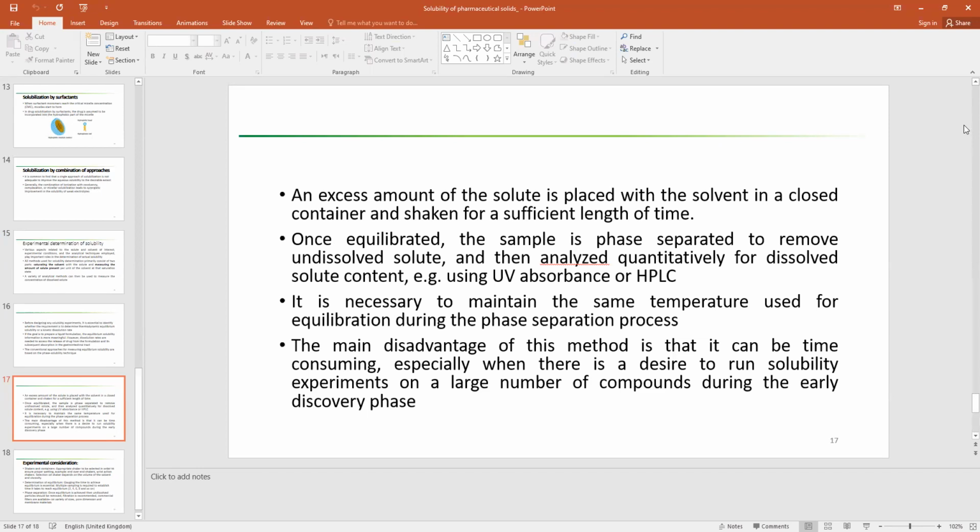Now, this technique is usually very informative, but it consumes time. And if we need to run solubility for a large number of candidates at the early phases of discovery, then you need to understand that it will consume time and sometimes a huge amount of solvents that will all be discarded after having enough replicates.